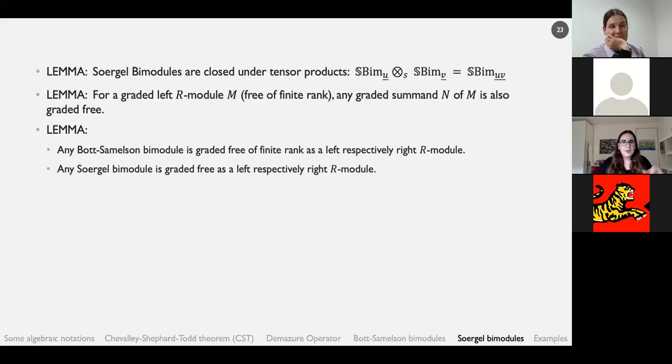And second, we reconsider the fact that any Bott-Samuelson bimodule is graded free of finite rank as a left, respectively right, R module. We can also assume that for a graded left R module M, which is graded free of finite rank, any graded summand N of M is also graded free. If we bring those two facts together, we get that any Soergel bimodule is graded free as a left or right R module.